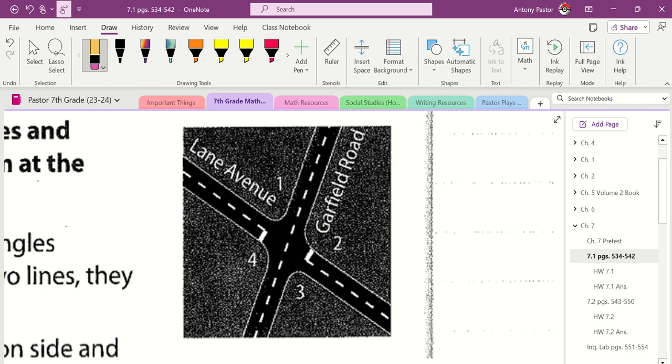Which ones are adjacent? I'll give you guys a hint. There are 4 different combinations. Caitlin, what do we got? Adjacent. Do you remember what adjacent is? Somebody raise their hand without looking at their notes and tell me what an adjacent angle is. Zaheen, go for it.